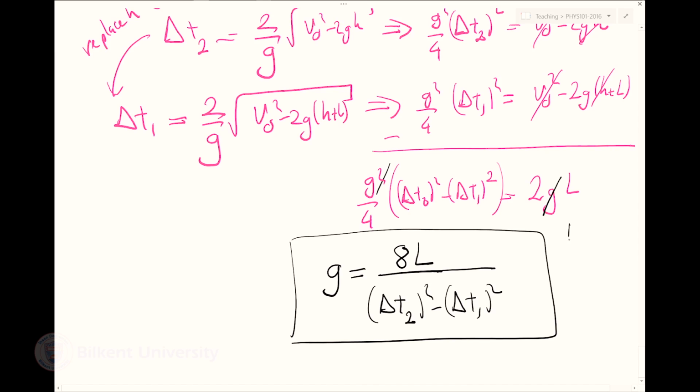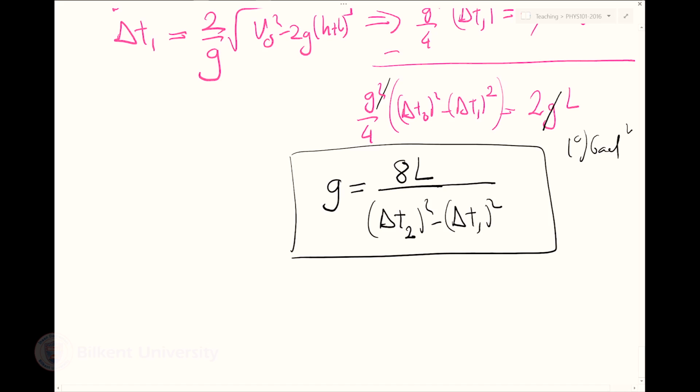Did I reach my goal? That was the critical point here. I needed to express G in terms of delta T1, delta T2, and L, and that's exactly what I have. Now, if I have very good measurements of L, delta T1 and delta T2, I'll have a very good measurement of G through my experiment. So I reached my goal.